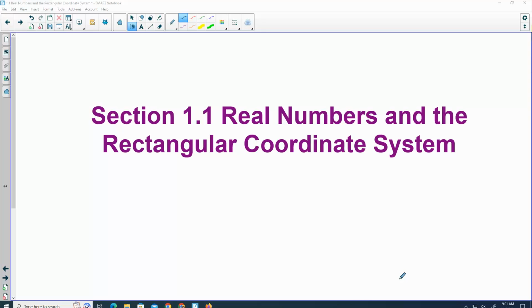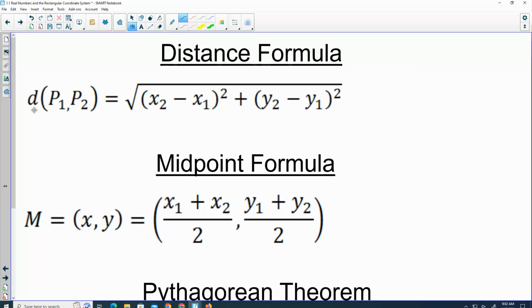Going to move into our actual chapter 1, talking about a few different important formulas that we are going to use. So first I'm just going to put a slide up here and let you write these down, and then we will go through and talk about each one. So we're going to be doing distance, midpoint, Pythagorean theorem. I'll let you write this down, then I'll talk through.